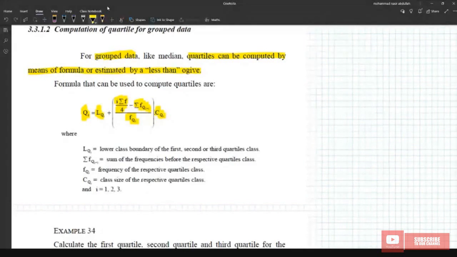So the first value is lower class boundary of the quartile class, whether quartile number 1, quartile number 2, or quartile number 3. So this is a position of quartile. This is a cumulative frequency before the quartile class. This is the frequency of the quartile class, and this is class size of the quartile class, right?